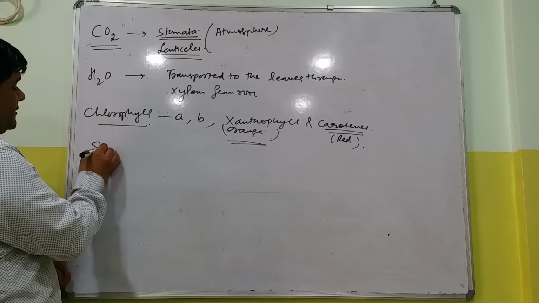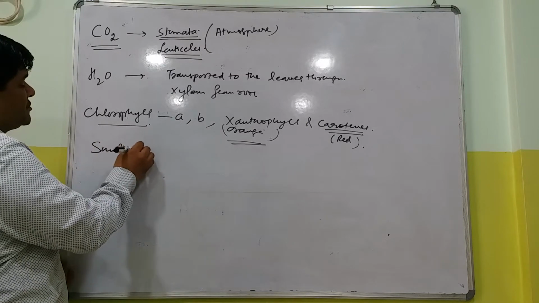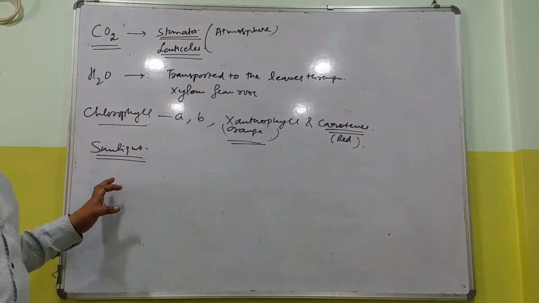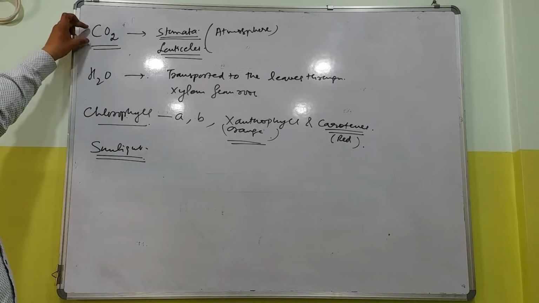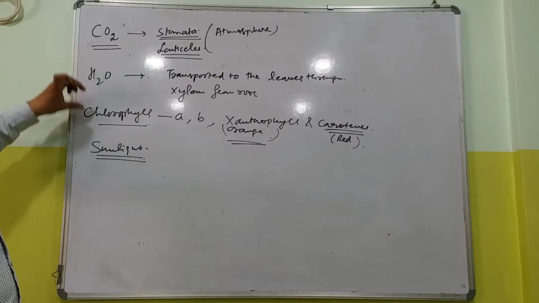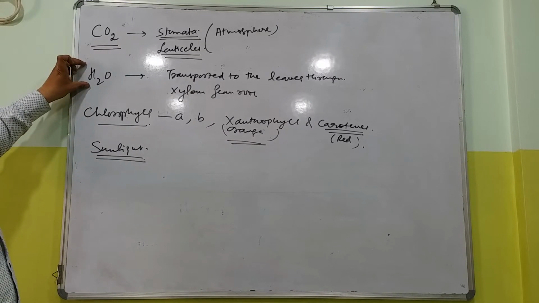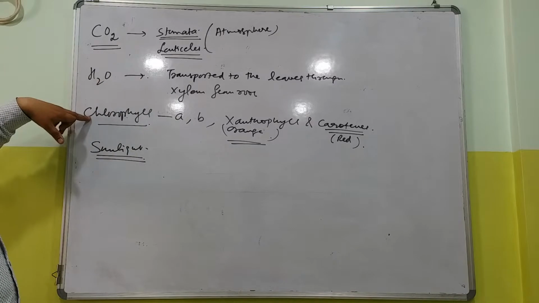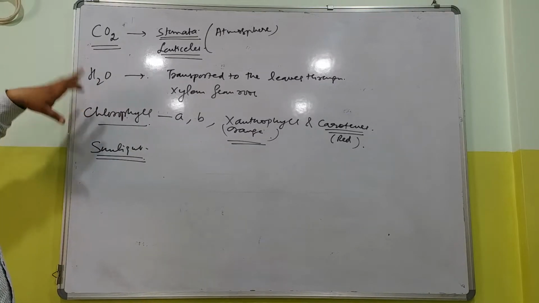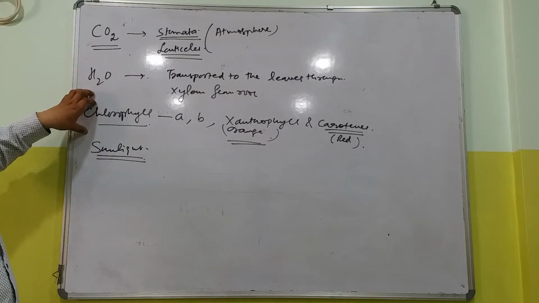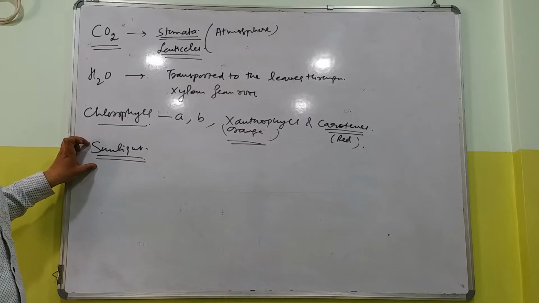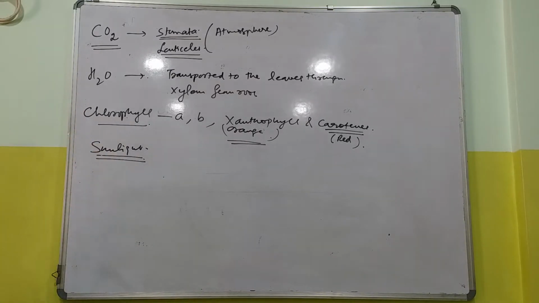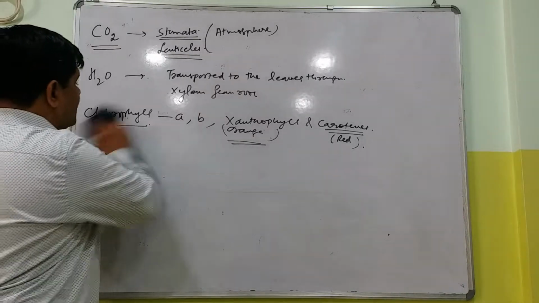Then sunlight. In the presence of sunlight, photosynthesis takes place. So basically, CO2, water, chlorophyll, and minerals are also transported to the leaf through xylem from the roots. And chlorophyll A and B help in the process of photosynthesis, and it takes place in the presence of sunlight. Now we come to know about the mechanism of photosynthesis.